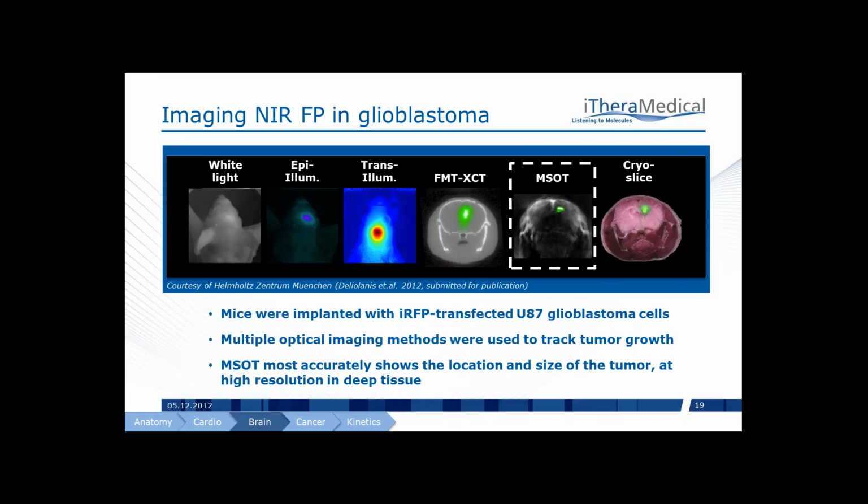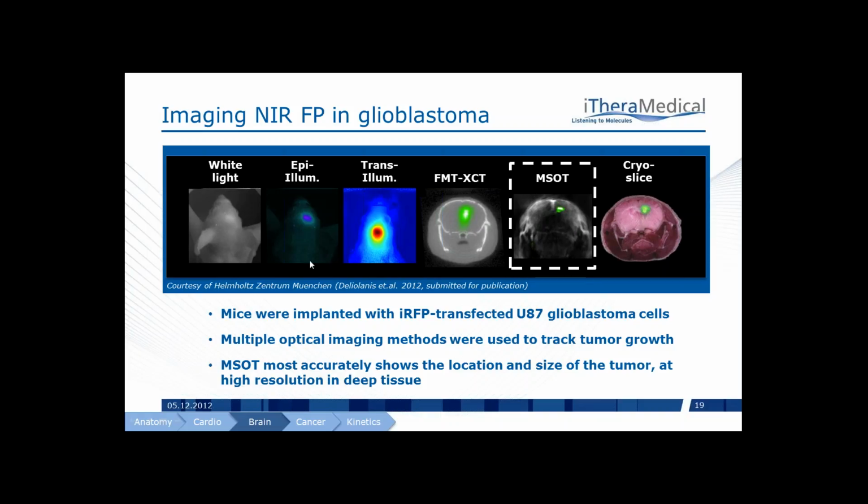Instead of looking at oxygenation, you could also combine such imaging with fluorescent protein observation. In this case, we transfected U87 glioblastoma cells with the near-infrared absorbing protein I discussed earlier, IRFP, and these cells were implanted into the brain. These animals were then imaged by different modalities to compare the performance of planar approaches from optical approaches to MSOT.